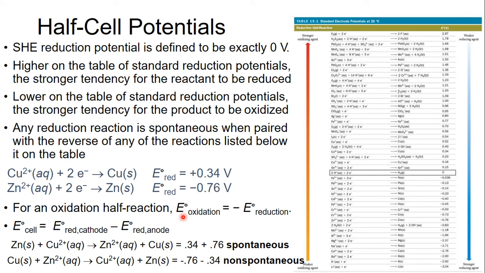If you were to hook up your battery in reverse, that is, your copper is now being oxidized. Well, here, since it's being oxidized, we would put it at the anode and it would be negative 0.34. And our zinc is now being reduced from plus 2 to 0, so it would be negative 0.76. You get a negative 1.1, and this is non-spontaneous.